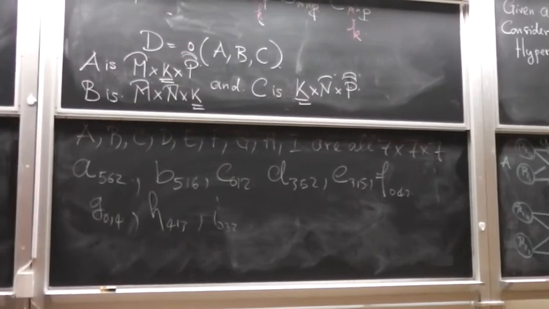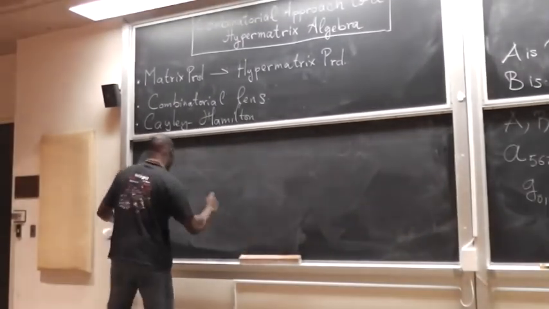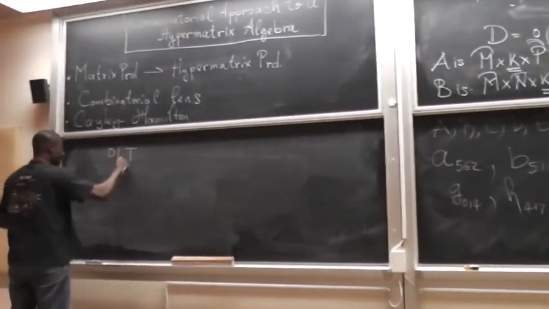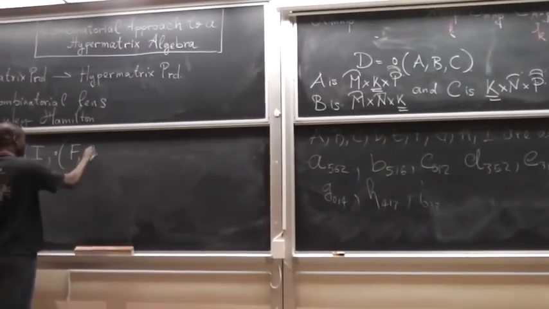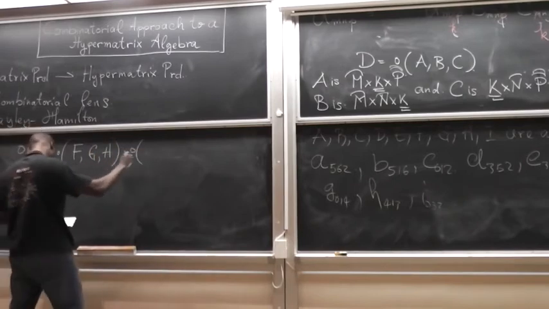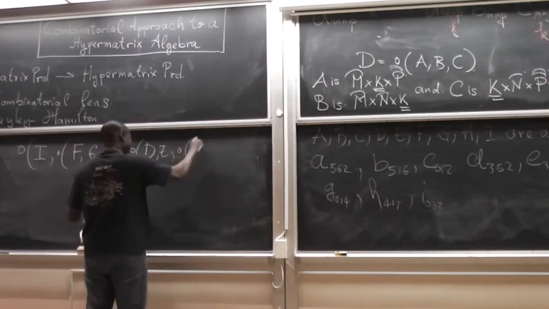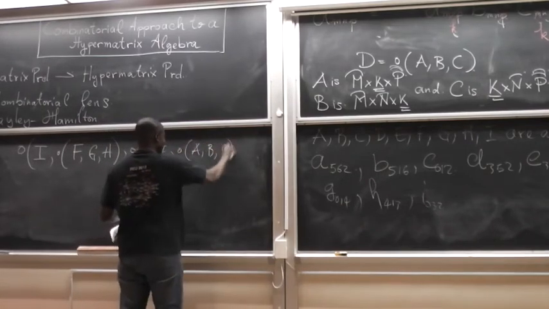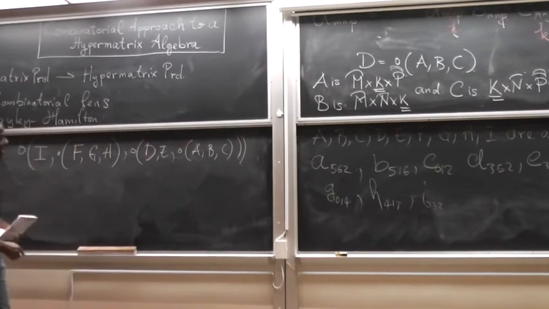Let me write it here. It's the following sequence. So we're going to multiply I with the result of F, G, H. The whole thing has to be multiplied by DE and A, B, C. 1, 2, 3. All right. Any other thing you do, you get 0. You get all 0.